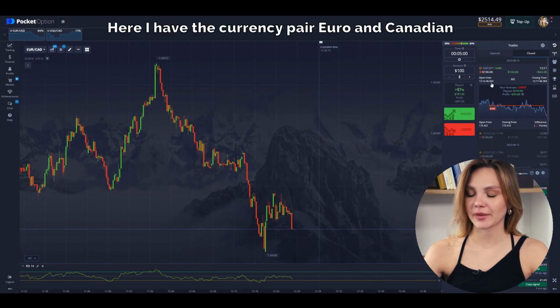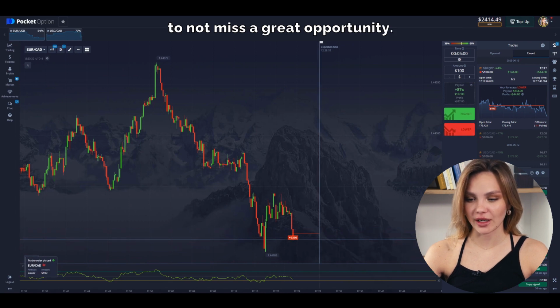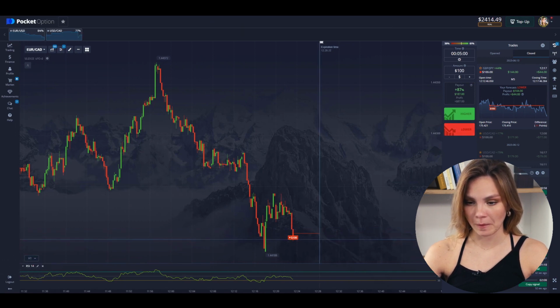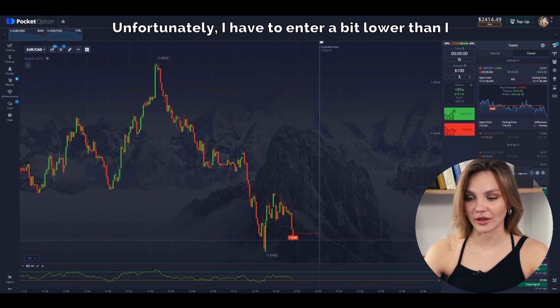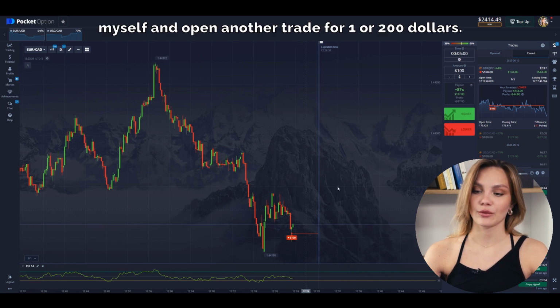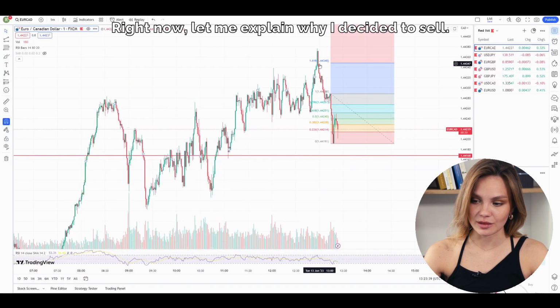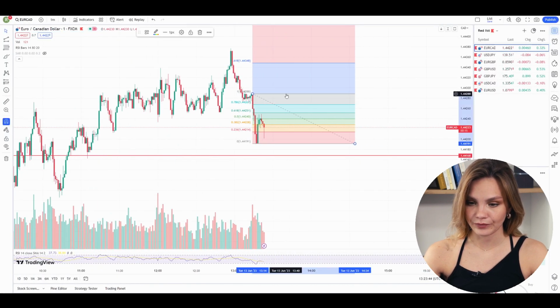Here I have the currency pair Euro and Canadian dollar, and I'm immediately opening a short trade to not miss a great opportunity. Unfortunately, I have to enter a bit lower than I would like, so if the price retraces higher, I will hedge myself and open another trade for $100 or $200, but I'll decide that later. Right now, let me explain why I decided to sell.